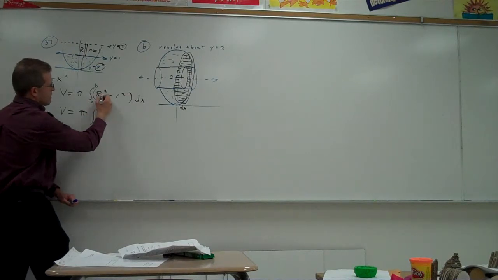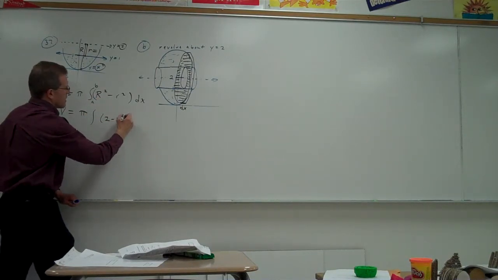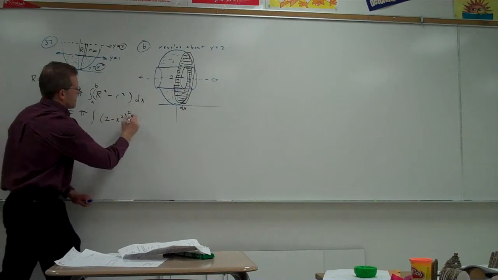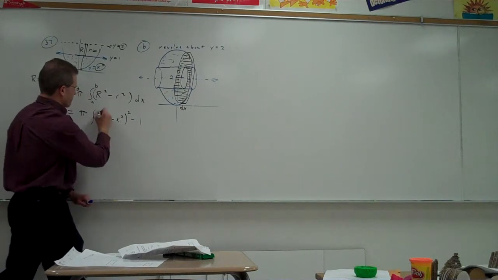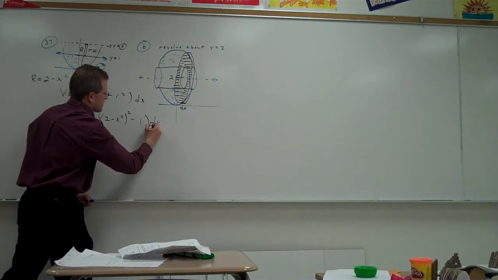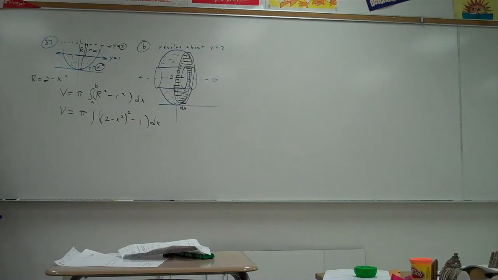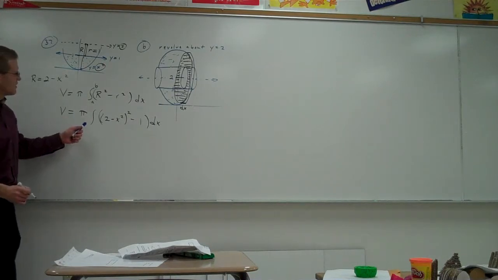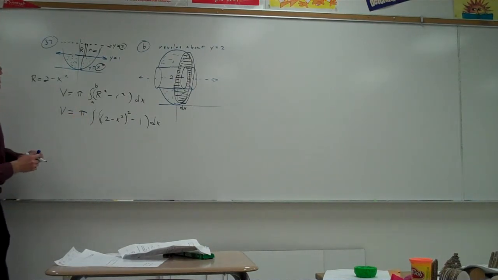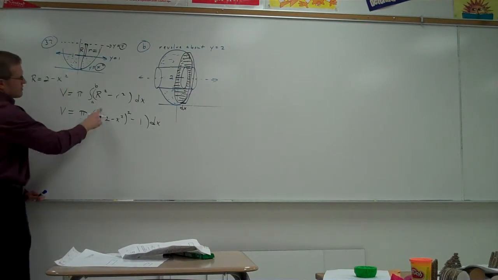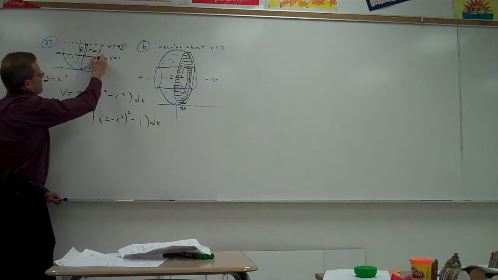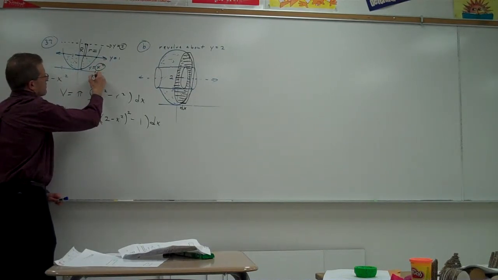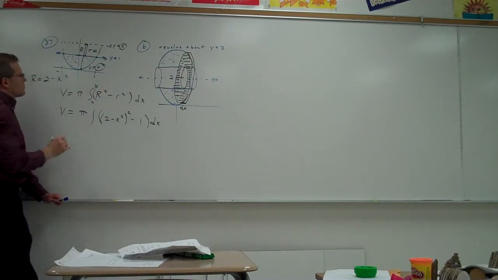So now I'm just going to plug that in right there. 2 minus x squared, all squared, minus the little radius we said was 1. 1 squared would just be 1, times dx. Now, I need to figure out my bounds. My bounds are going to be x's because everything's in terms of x. So I'm going to have to look at this x coordinate and this x coordinate, which are going to be negative 1 and 1.